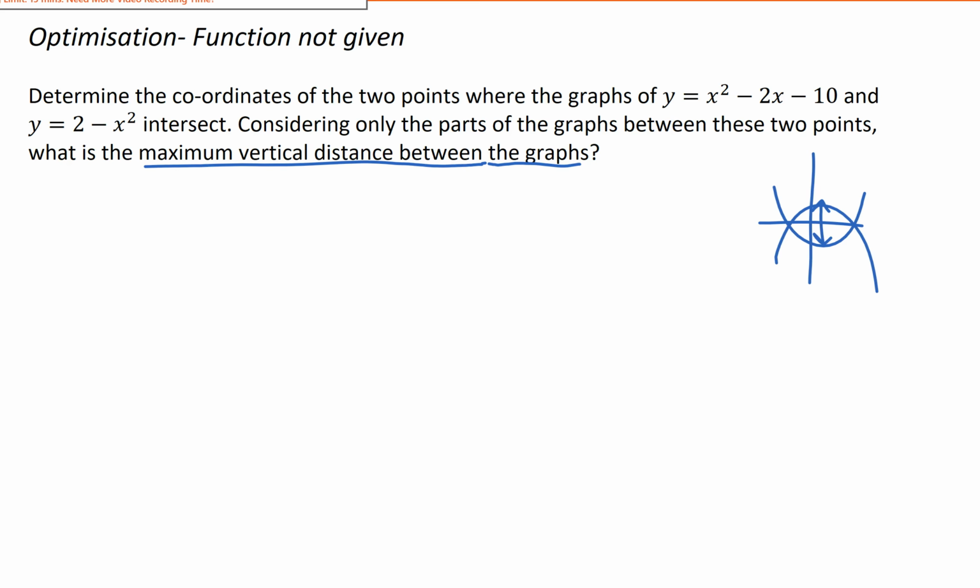How do you find the difference between 12 and 7? Differentiate. No, simple question. How do you find the difference between 12 and 7? Subtraction, yeah? We're going to subtract one from the other. Which one are we going to subtract? The 2 minus x squared, because it's a negative x squared. So you're going to go this one minus this one?